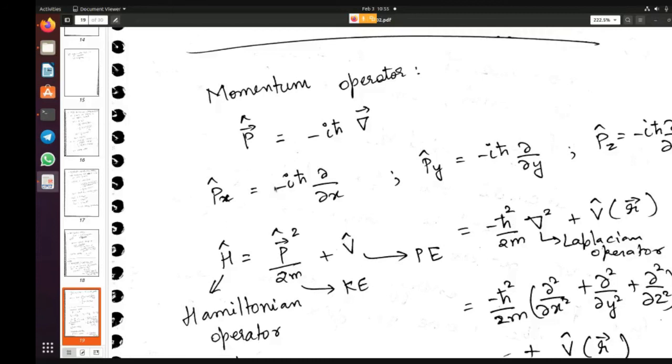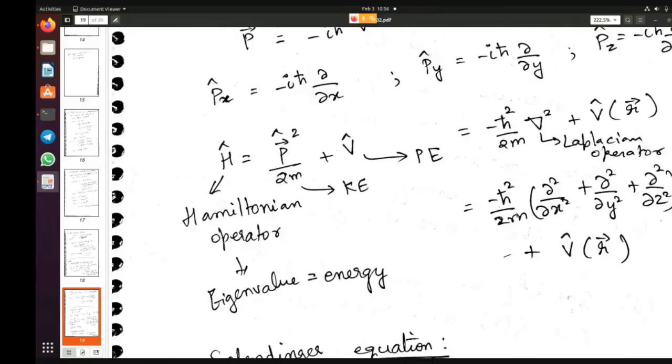So what is p squared? The momentum squared is nothing but p dot p. So it will be minus h cross squared by 2m del squared plus V of r. This del squared we have already studied in the previous semester. It is nothing but the Laplacian operator, right? So you're going to get minus h cross squared by 2m into dou squared by dou x squared plus dou squared by dou y squared plus dou squared by dou z squared, plus the potential energy.